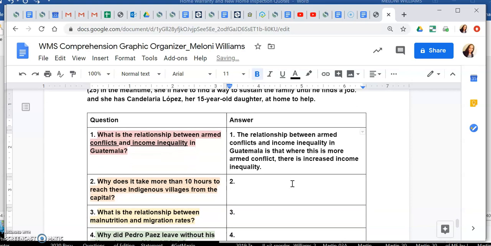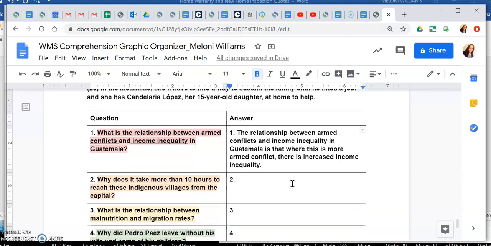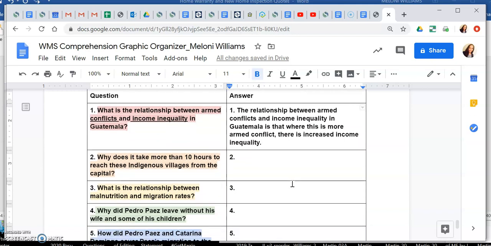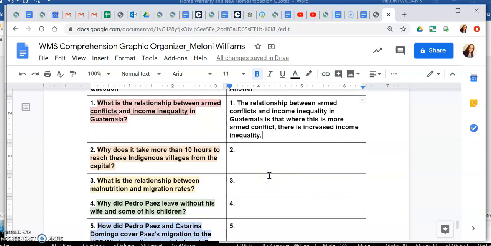So where there's more conflict, there's a bigger gap, right, in the amount of money that people are able to make. The armed conflicts are things like gangs, cartels, things like that, wars. So whenever those things are happening, the people in the communities are not able to make a lot of money. So that's essentially what this is referring to.